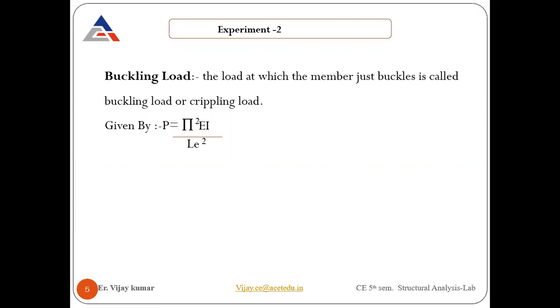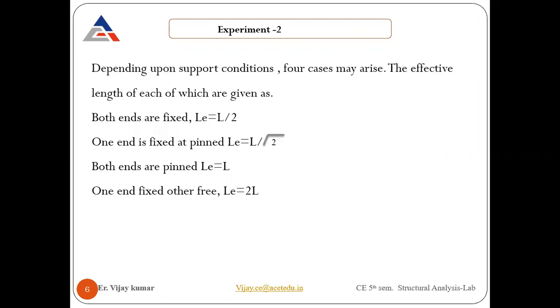So after getting all the values, you need to put them into this relation, and you will get the value of the load at which your column is going to be failed. So these are the end conditions that we need to understand before solving the relation that we just saw. Depending upon the support conditions, we can calculate the effective length.